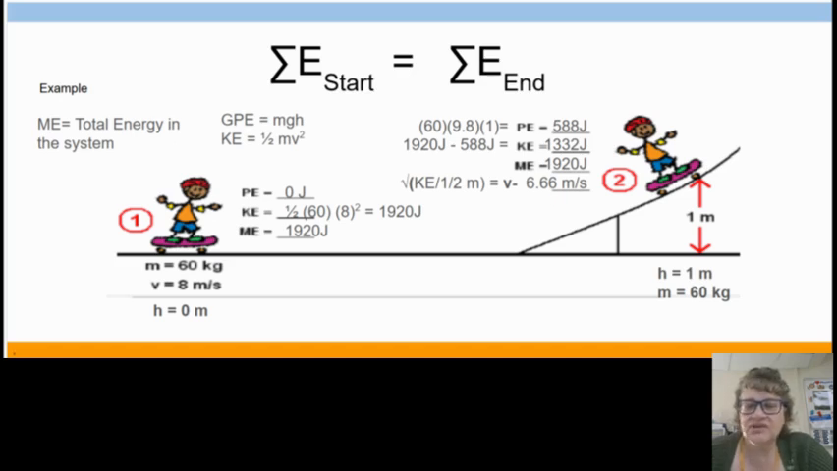Okay. Now ask yourself, does it make sense? Well, he started at 8 meters per second when they get up into the ramp, right? As you go up the ramp, you're going to slow down. So having the second velocity be less than the first velocity, that makes sense.